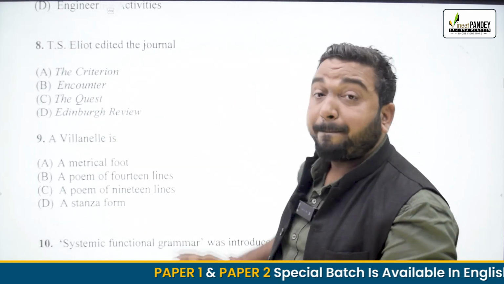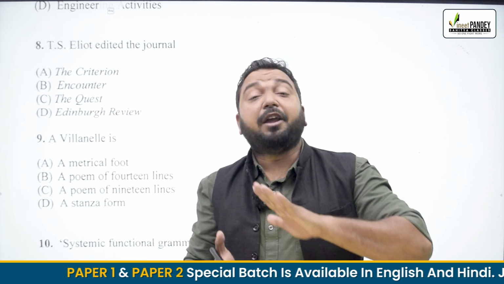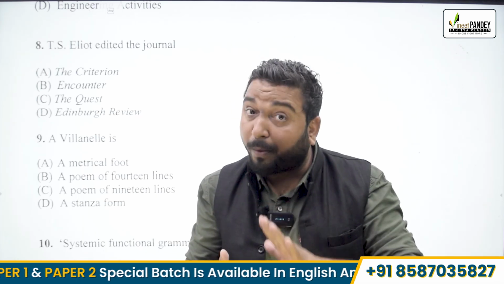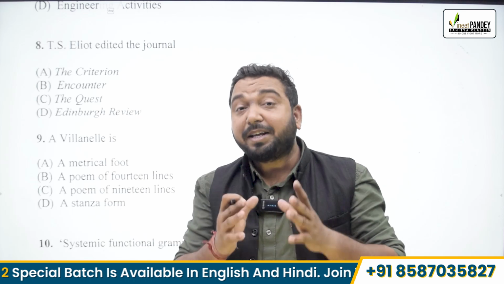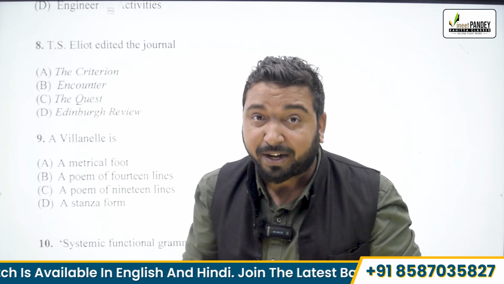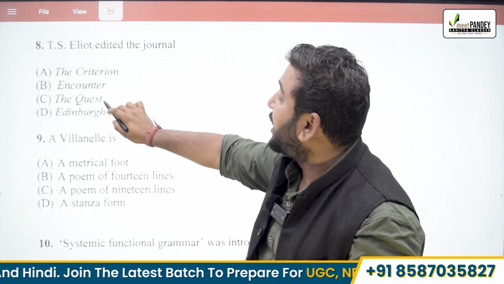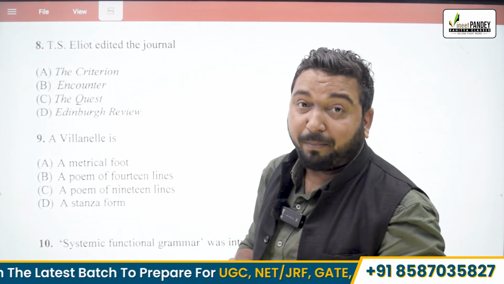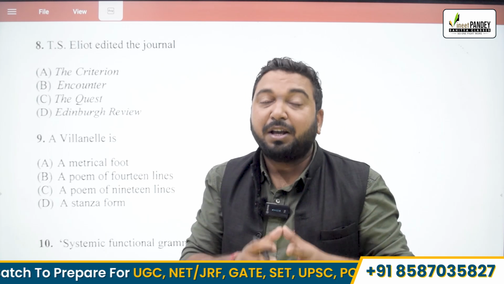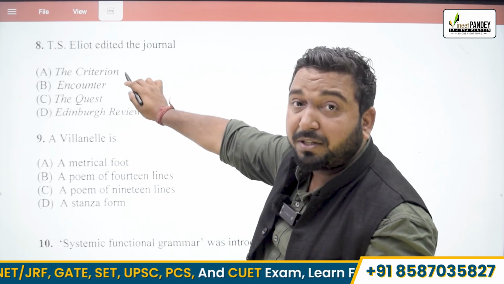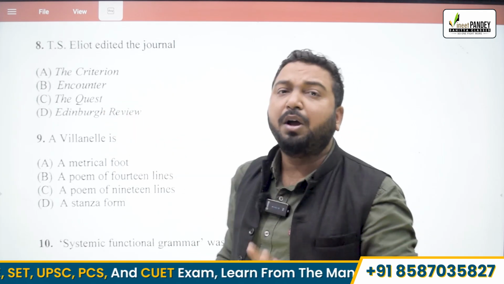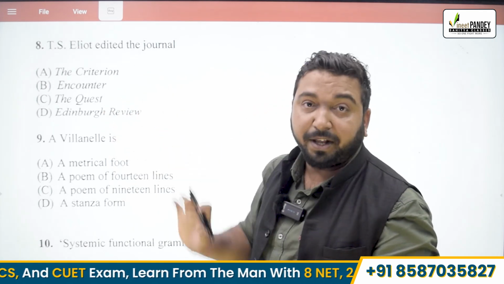Question number 8. Not a tough question. If you have read T.S. Eliot, if you know about his career, if you know that T.S. Eliot was working for a magazine, The Criterion, then you must know that he used to work for both The Criterion and the Quest. In fact, The Waste Land was published in the magazine The Criterion. So he was the editor there first, later he became editor of the other too, but the direct answer should be Criterion.